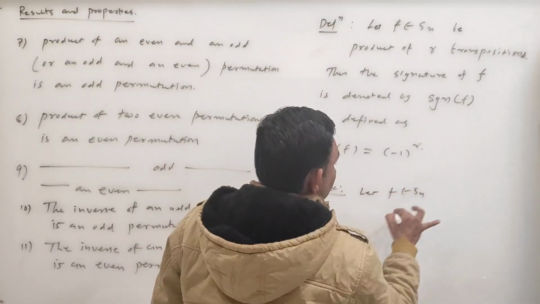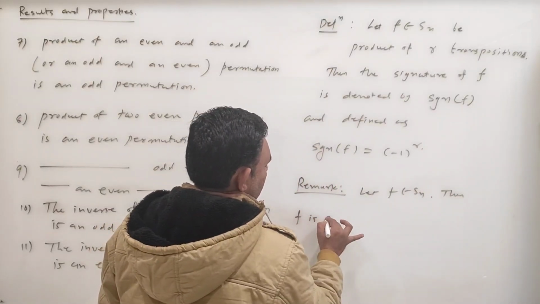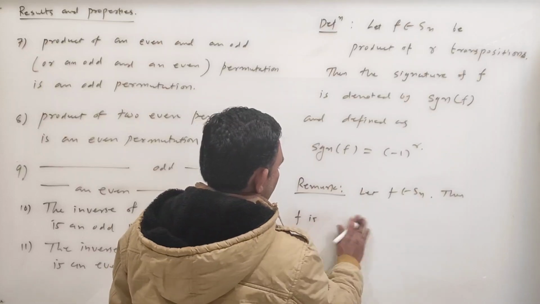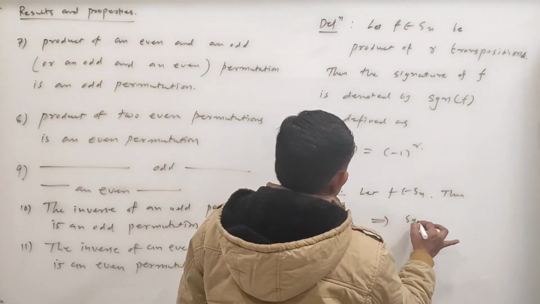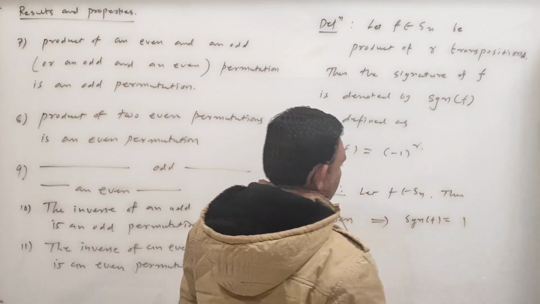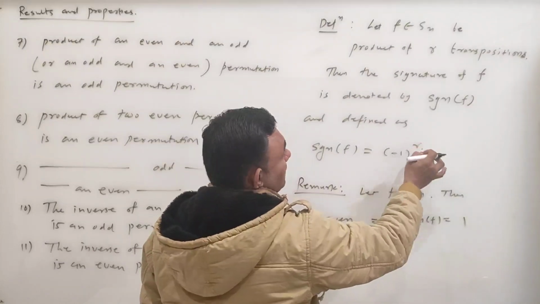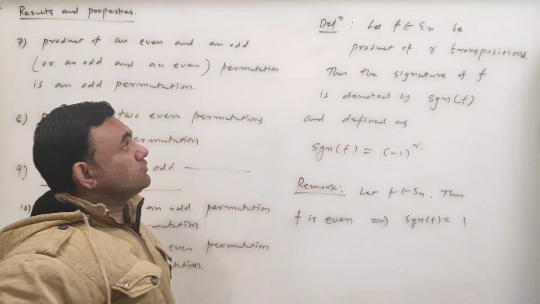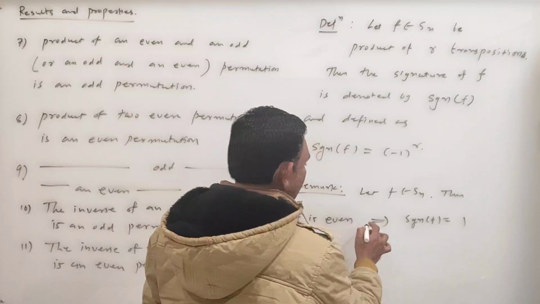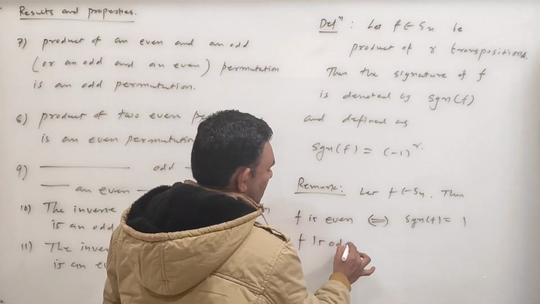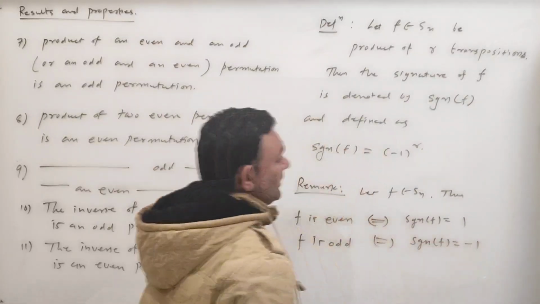So immediately we have these two results, or you may say a remark. Let f belong to Sn. Then f is an even permutation implies the signature of f is 1. And if the signature of f is 1, when will it be 1? When r is even, and r is the number of transpositions required to express f, so it is even, so f is an even permutation. And similarly f is an odd permutation if and only if the signature of f is -1.